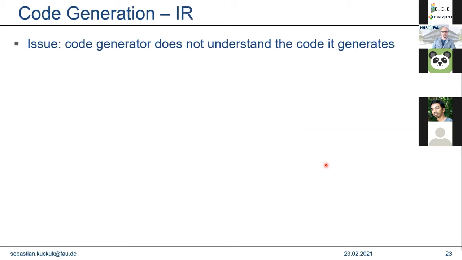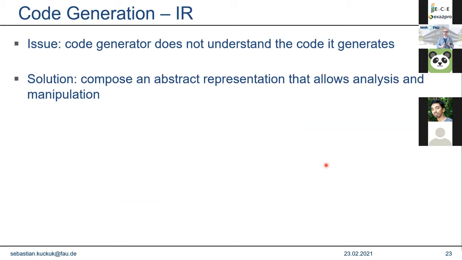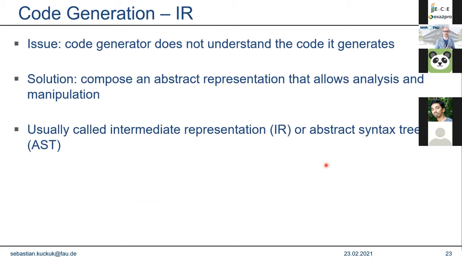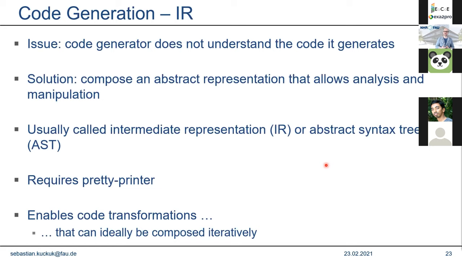So going on from that issue, one solution could, of course, be just composing something abstract that allows analysis and manipulation, which then can be mapped to some sort of string or source code. And this is usually called an intermediate representation, or IR for short, or an abstract syntax tree called AST for short. And we will see more about that in the next presentation. When you have such a representation or an instantiation of that representation, you need a pretty printer to map that to that source code. And the main feature of that approach is that we now have the ability to do code transformations, and that we can also sort of take these single code transformations and build a code transformation pipeline. So we can have one representation, do some manipulation on that, produce a different representation.